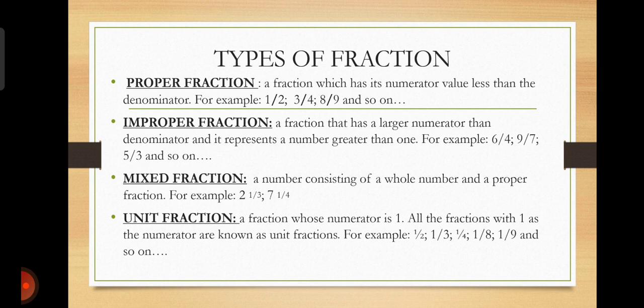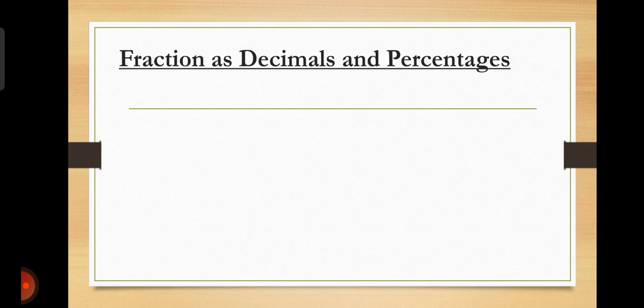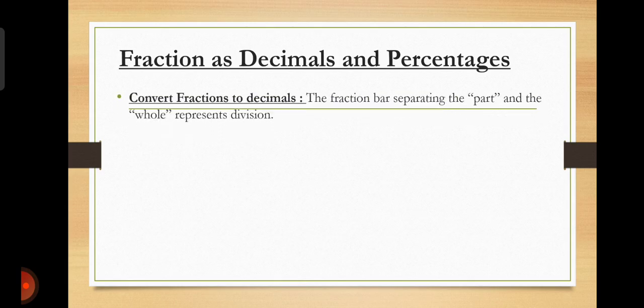Unit fraction, a fraction whose numerator is 1, which means all the fractions with 1 as the numerator are called unit fractions. For example, 1 by 2, 1 by 3, 1 by 4, 1 by 8, 1 by 9, and so on. Fractions, decimals and percentages. So we have to convert fractions into decimals or into percentages.